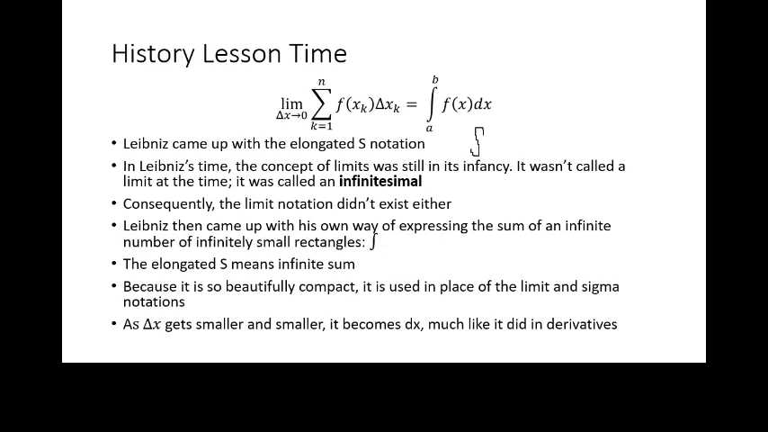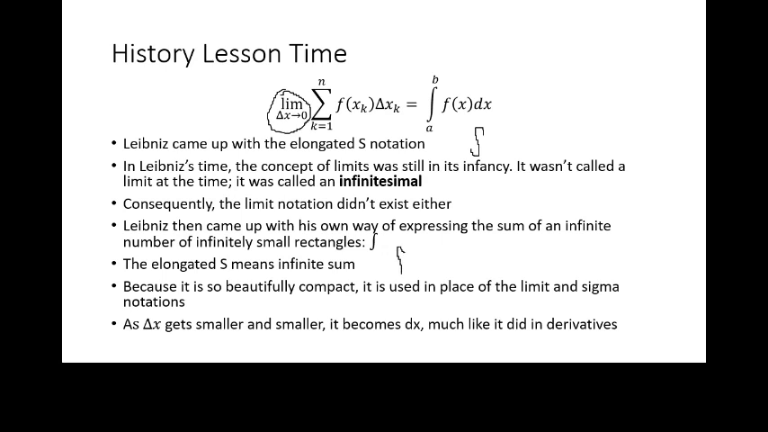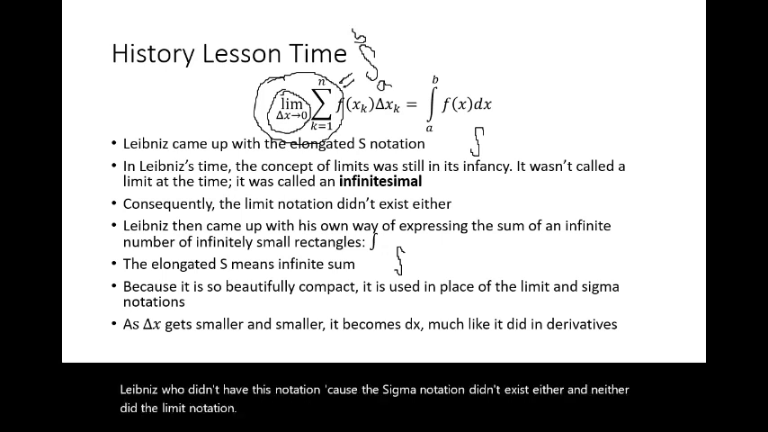Because limits weren't really developed yet, the limit notation, this right here, also didn't really exist. So Leibniz came up with his own way of expressing the sum of an infinite number of infinitely small rectangles, which is this elongated S, that integral symbol. Basically, Leibniz, who didn't have this notation, because the sigma notation didn't exist either, and neither did the limit notation, expressed this concept as the integral symbol from a to b.